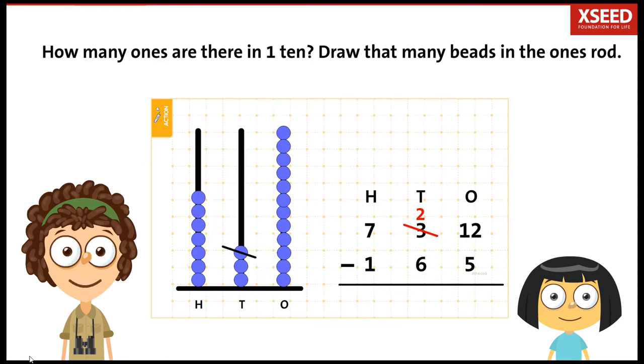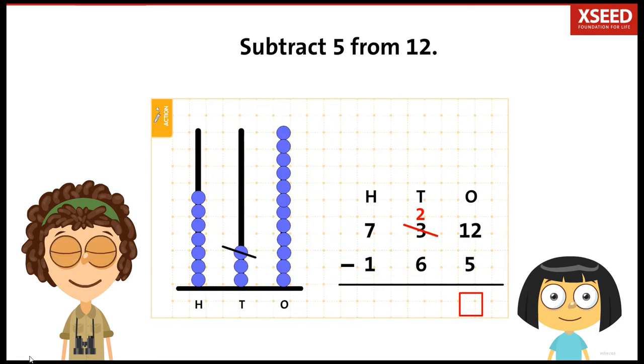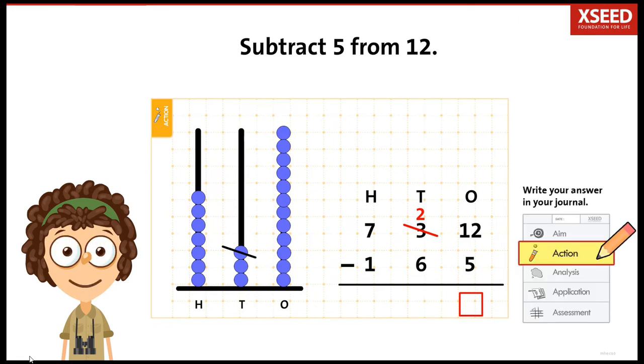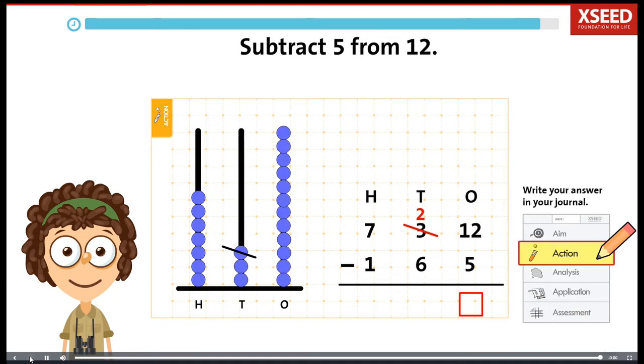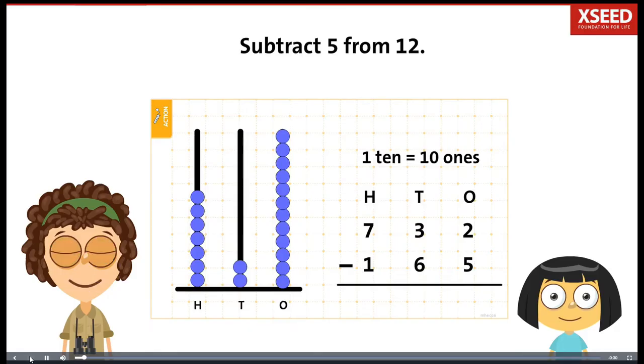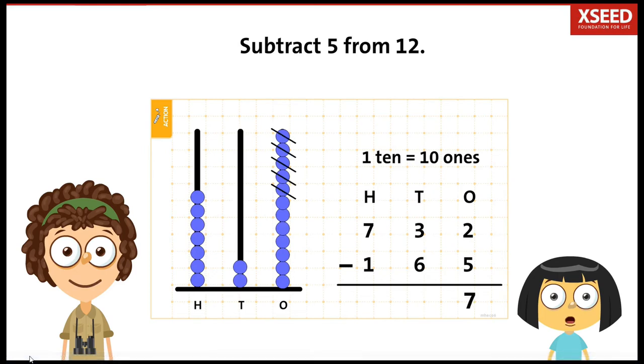Cross out beads to subtract 5 from 12. Write the answer in the column in the action part of your journal. Mia, what is your answer? 7. Excellent, Mia. To write the answer using the column method, we have borrowed 110 from the 3 tens in the tens place and have 2 tens remaining. Next, on subtracting the numbers at the ones place, that is 5 ones from 12 ones, we get 7.